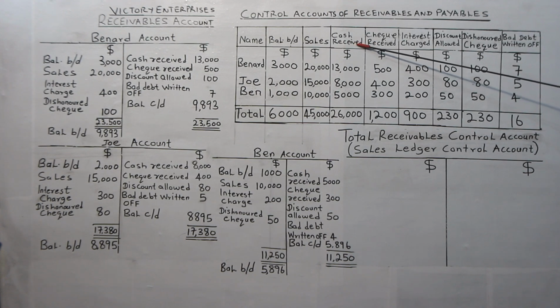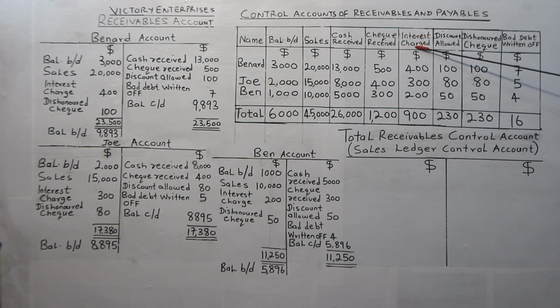Under cash received from receivables, we have for Bennett 13,000, for Joe 8,000, and for Ben 5,000. So the total cash received from all the receivables gives $26,000. Then check received from receivables, we have 500 for Bennett, 400 for Joe, and 300 for Ben. That gives us a total of $1,200.